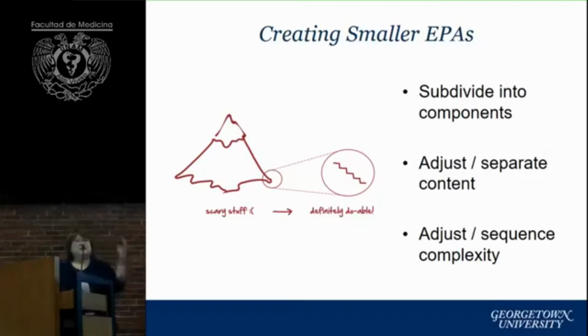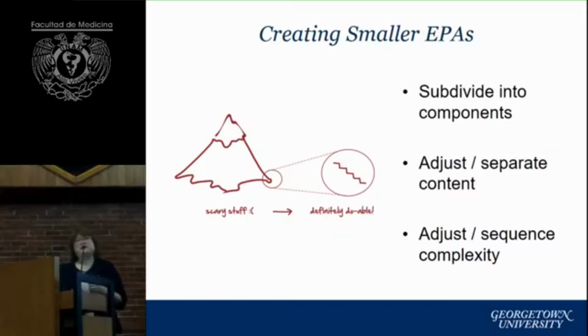So how do we take our graduation EPAs and break that down? And people tend to take 3 different approaches. One is to divide it into components. So for instance, the clinical consultation, we might break it up into history and physical and differential diagnosis. We might adjust or separate the content, and I'll give you examples of that, or we might adjust or sequence complexity, and I'll give you examples of all 3.